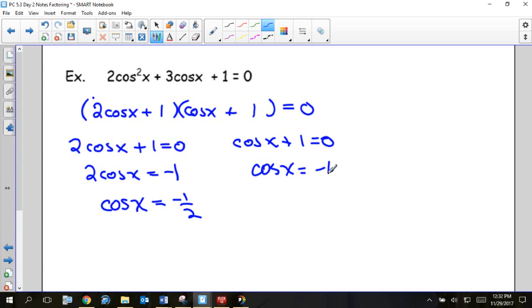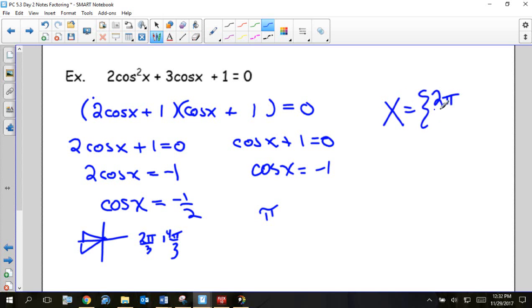To get x factored, you should have 2 cosine x plus 1 and then cosine x plus 1. To solve each factor, I get down to where is cosine x negative a half? It's going to be here and here at pi over 3, so 2 pi over 3 and 4 pi over 3. And then where is cosine negative 1? Just at pi. We've got 3 answers. Put them in order: 2 pi over 3, pi, and then 4 pi over 3.